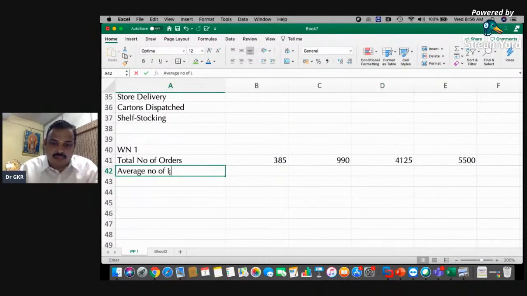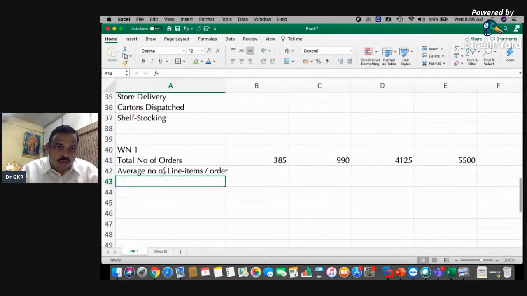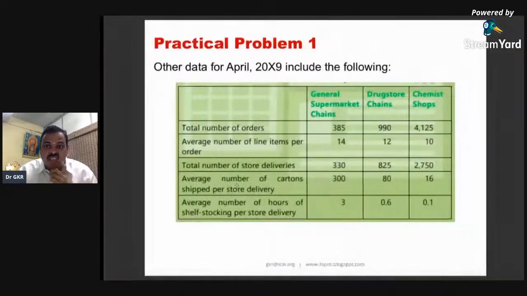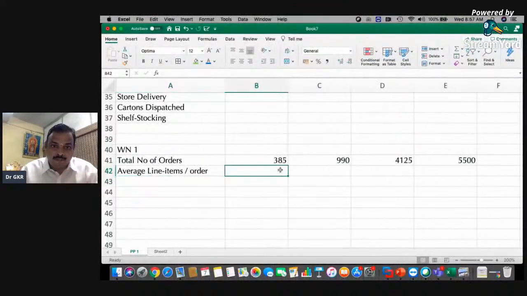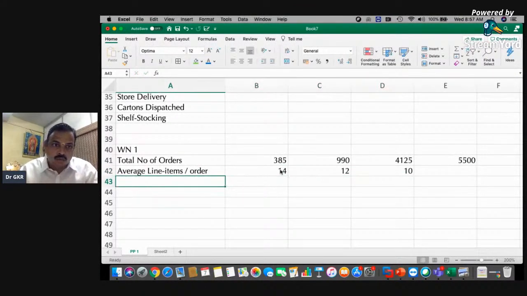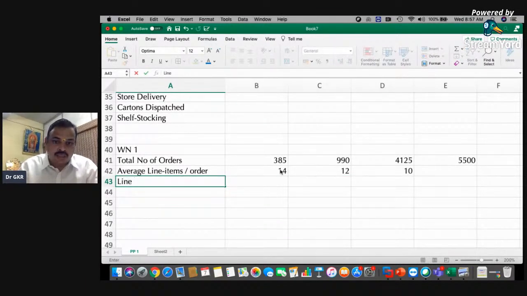Average number of line items per order. So how much is it? 14, 12 and 10. Don't add this. You have to find the total number of line items.